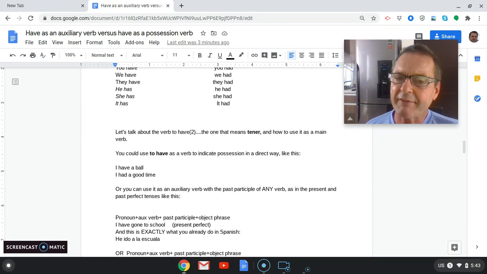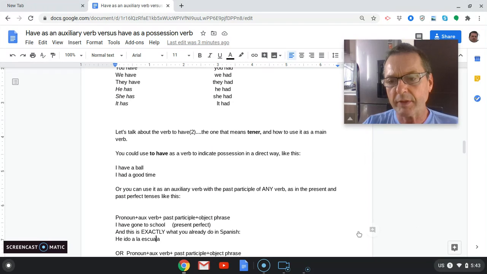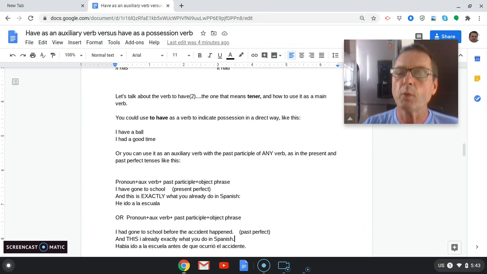Now you could use to have as a verb to indicate possession directly, like I have a ball in the present tense. I had a good time in the past tense. Or you can use it as an auxiliary verb with the past participle of any verb. I'll give you examples in the present and the past perfect tenses. In the present tense, I have gone to school. Look at the order of words.